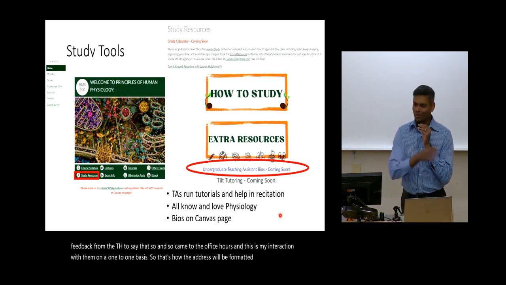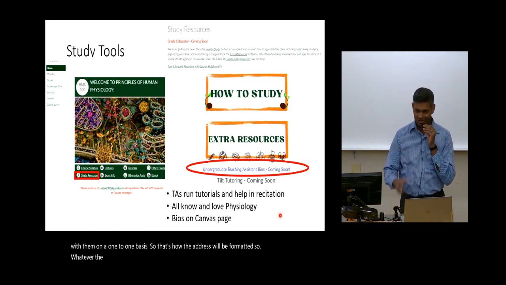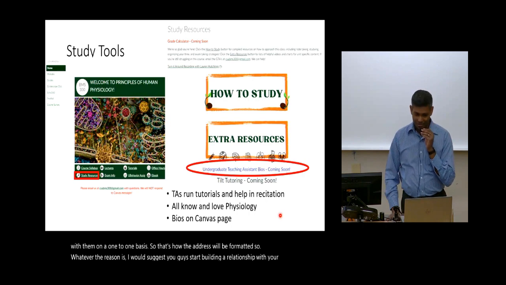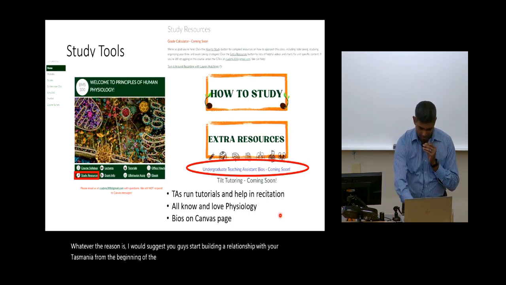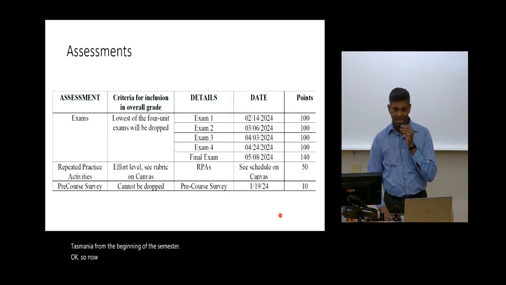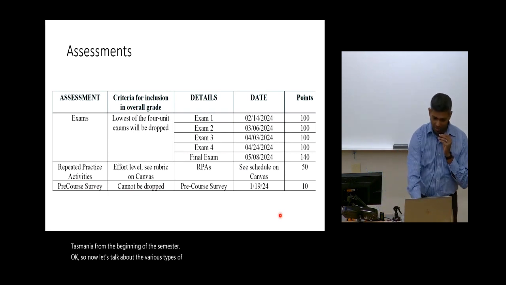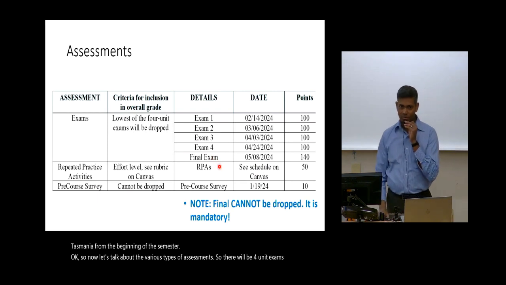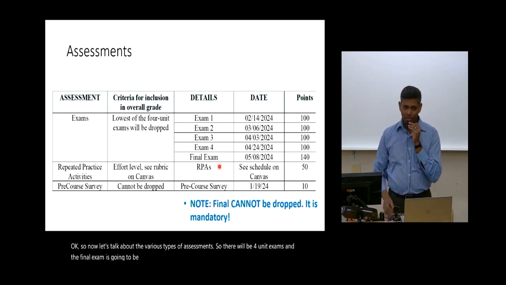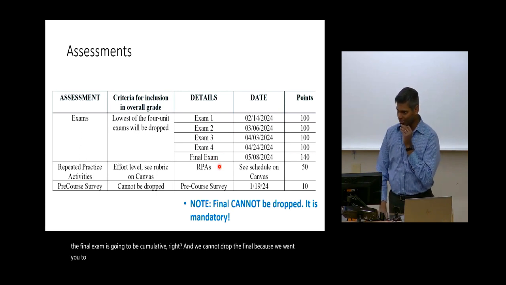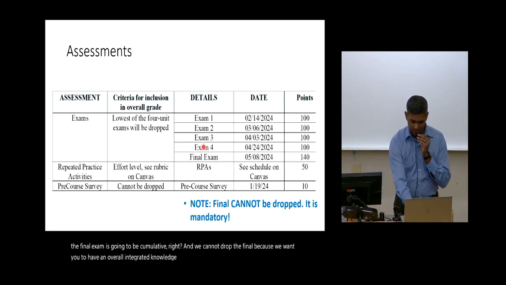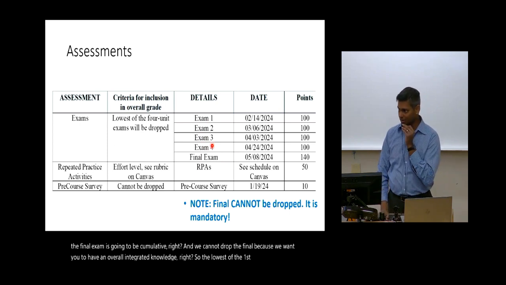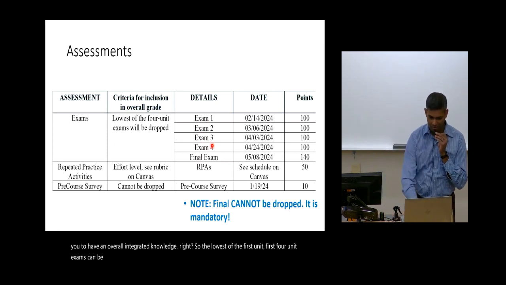So whatever the reason is, I would suggest you start building a relationship with your TAs from the beginning of the semester. Okay, so now let's talk about the various types of assessments. There will be 4 unit exams, and the final exam is going to be cumulative, right? And we cannot drop the final because we want you to have an overall integrated knowledge. So the lowest of the first 4 unit exams can be dropped. The final cannot be dropped.